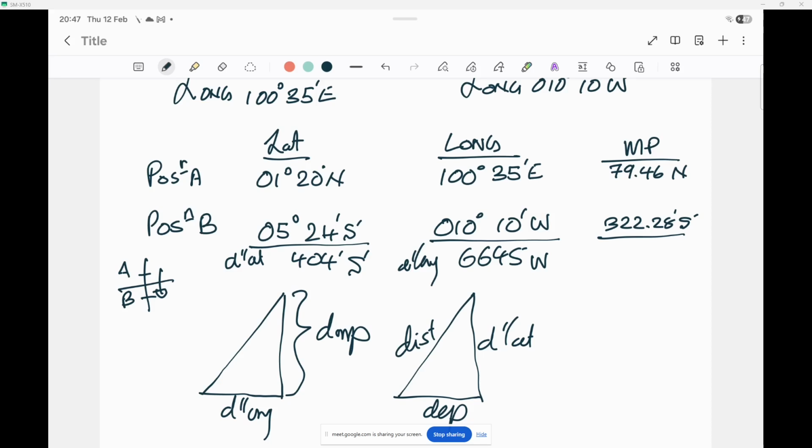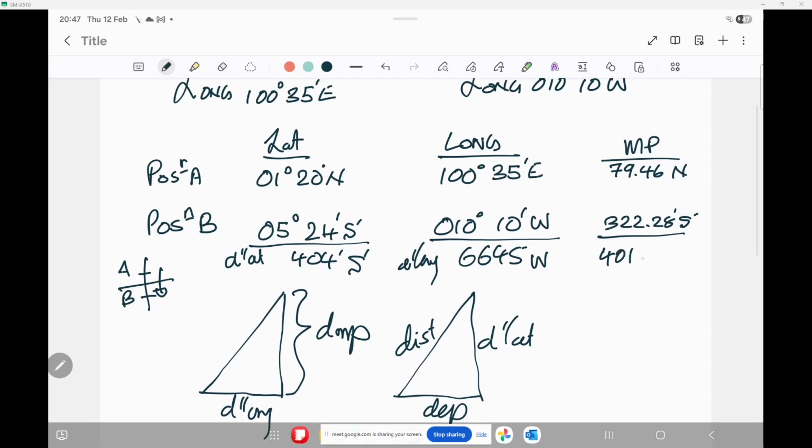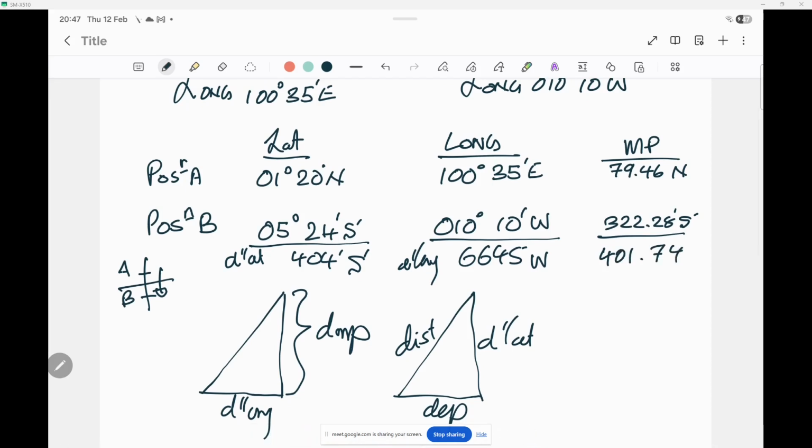So the DMP is going to be 79 decimal 46 plus 322 decimal 28, which is 401 decimal 74, right? Oh, have I made a mistake? 79 decimal 46 plus 322 decimal 28, which is 401.74. Yes, right. So you have the DMP now. This is DMP.